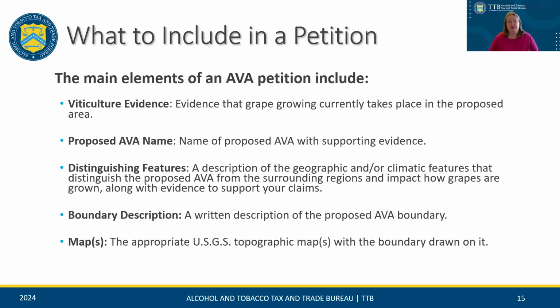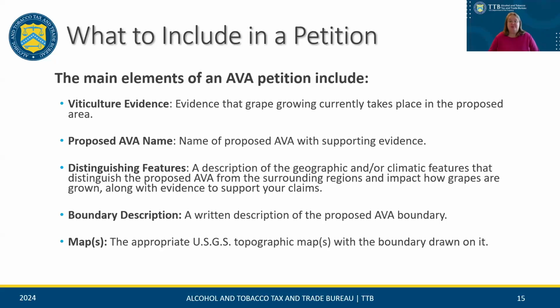You'll also need to include distinguishing features, which are descriptions of the geographic or climatic features that will distinguish your proposed AVA from the surrounding regions, and that also have an impact on how grapes are grown. And of course, you're going to need to provide some evidence to support these claims of distinguishing features. Unfortunately, we just can't take you at your word.